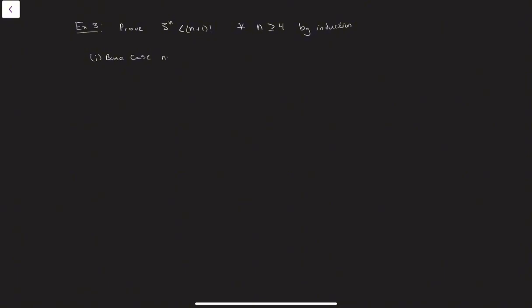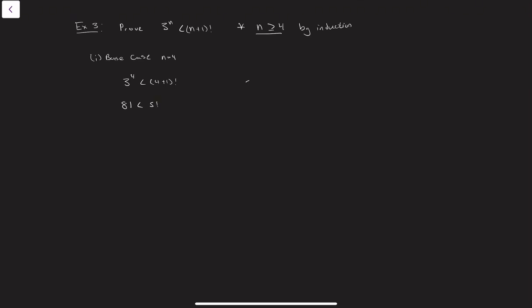So for this, n is equal to 4, since we're bounded from n being greater than or equal to 4. So 3 raised to 4 has to be less than 4 plus 1 factorial. Well, on this side, 3 raised to 4 is 9 squared. 9 squared is 81, so we have 81.